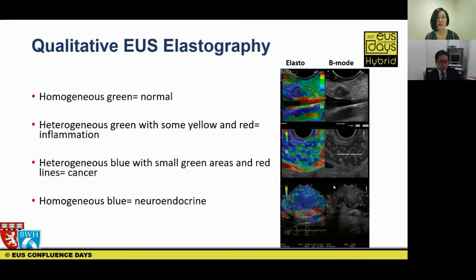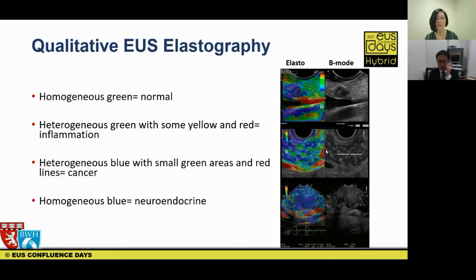So the qualitative EUS elastography, again, relies on the colors, and something that appears homogeneous green is felt to be normal, as you can see in the upper EUS image. Heterogeneous green with some yellow or red implies inflammation. Here in the middle EUS image, you see certainly heterogeneity of the green, maybe a few flecks of yellow and then blue scattered throughout. And you can tell why, because on the B mode imaging, you see the classic honeycombing that we think of with chronic pancreatitis.